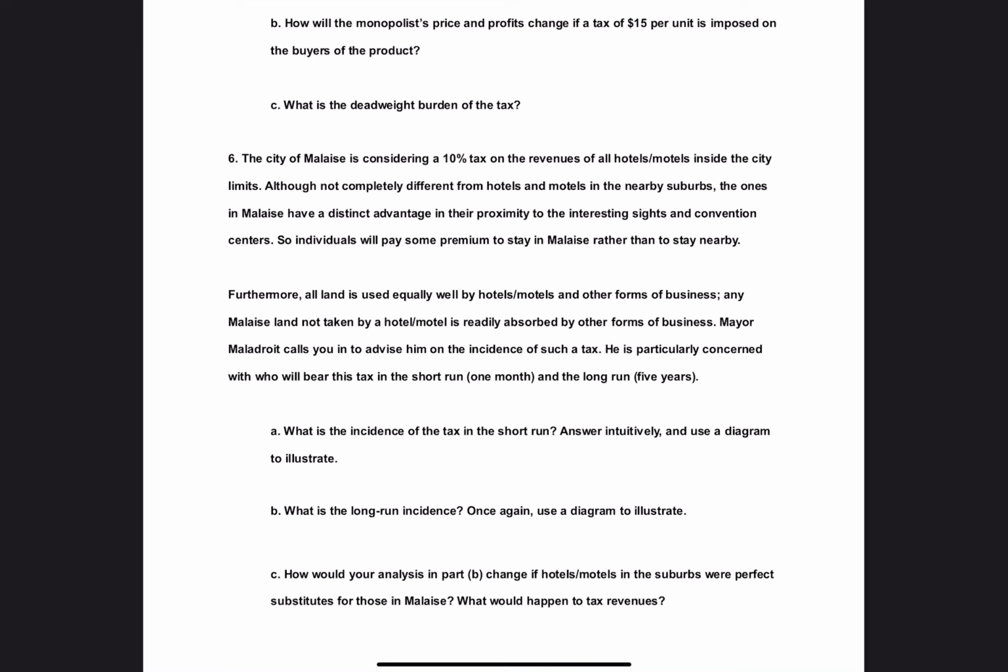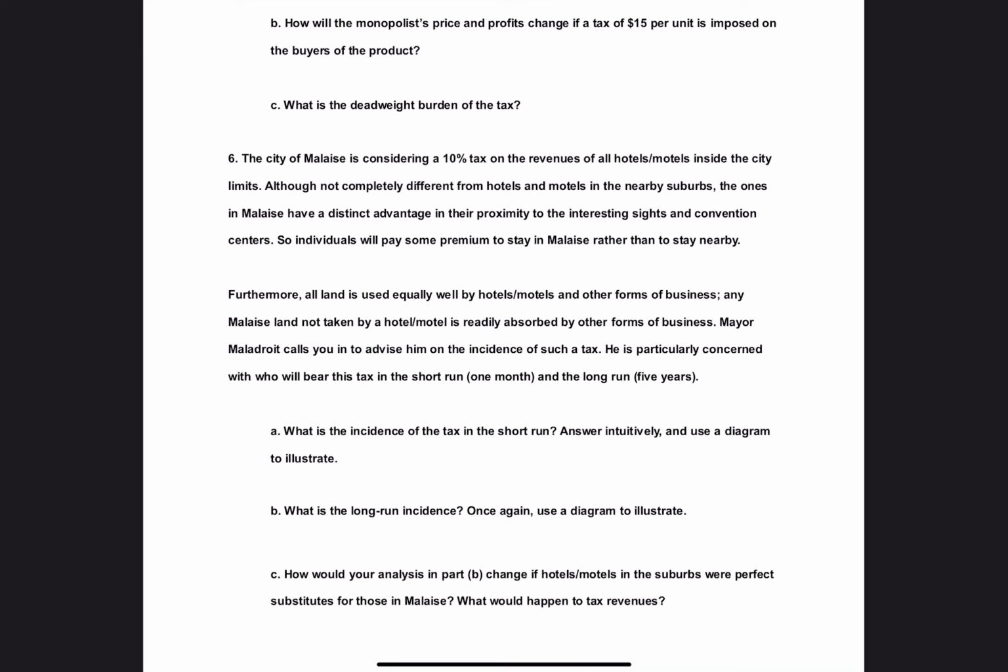So to summarize this part of the exercise description, this is basically saying that there are not many good substitutes for hotels and motels inside the city. So consumers cannot deviate strongly to other hotels and motels which are not in the city limit.